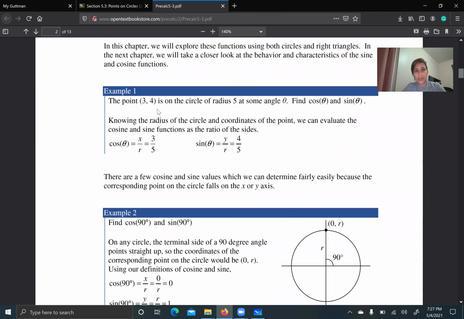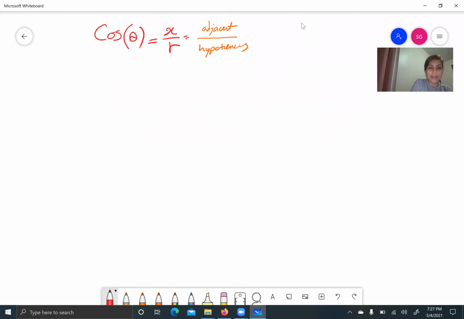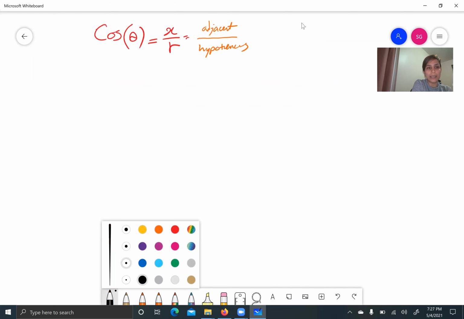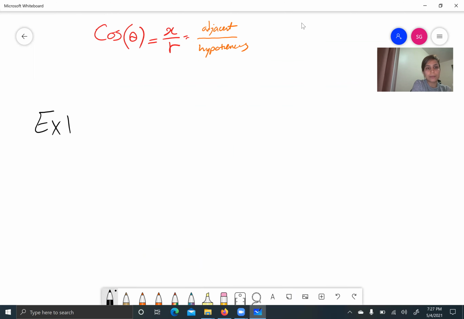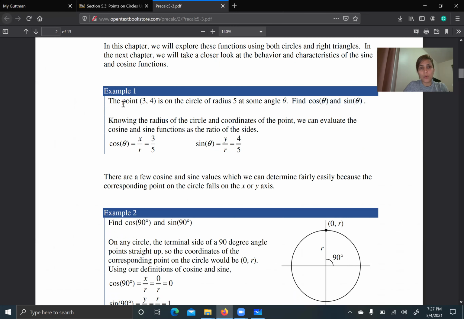So let's do one example. Example 1 says the point (3, 4) is on the circle of radius 5 at some angle theta. Find cosine and sine. Okay, so in this example, we don't know what the angle is, but we have the corresponding coordinate. So we don't know what the angle is, right? But we know that the point (3, 4) on the circle is at this angle.